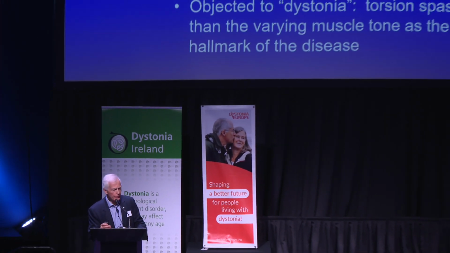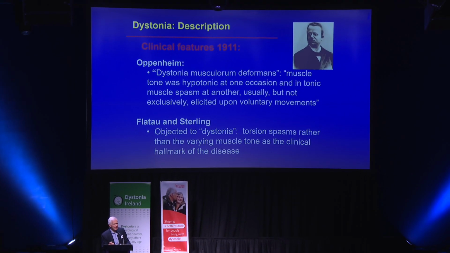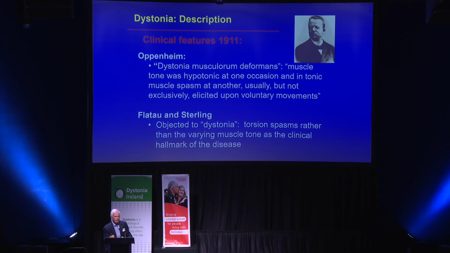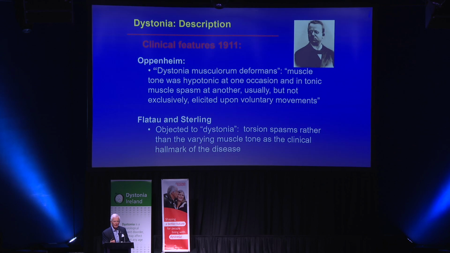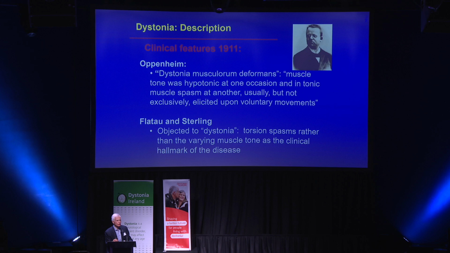The term dystonia was first coined by this guy, Oppenheim, in 1911. In fact, as you probably all appreciate, the appearance of patients with various forms of dystonia can sometimes be very specific, and so pictures and paintings of people that might have had dystonia were available in the literature and in art for probably centuries before this, but it was Oppenheim that used the term, and he used it in a way that is no longer utilized, and that is dystonia musculorum deformans.